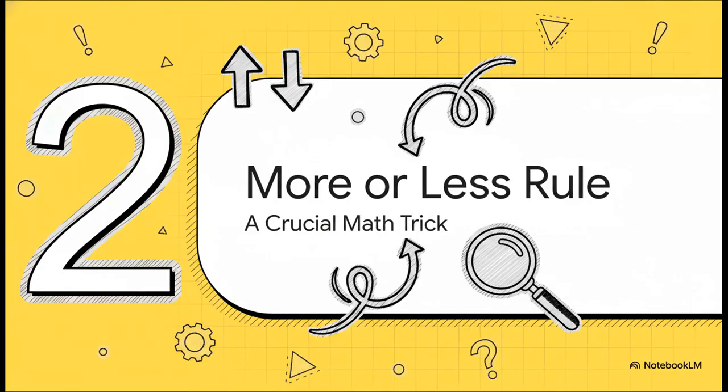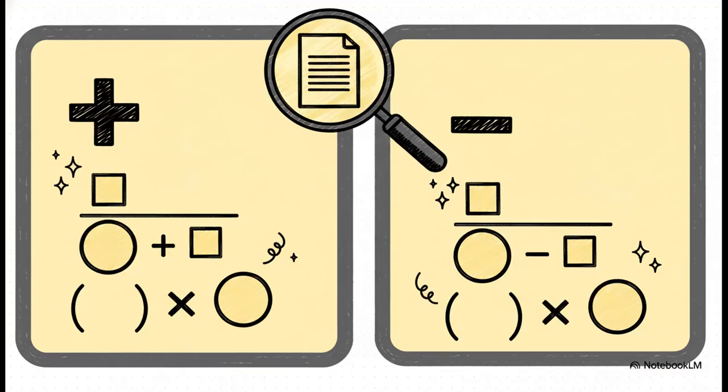Section 2, the more or less rule. If you remember literally only one thing from this explainer, make it this shortcut. Instead of getting bogged down in shifting baselines, the rule says to look exclusively at the very first sentence of the question. Does it use the word more or less? If it says more, you take your given percentage, let's call it A, and divide it by 100 plus A. If it says less, you use subtraction. You divide A by 100 minus A. Then, for both, just multiply by 100 to get your final percentage. It's honestly a beautifully simple heuristic.